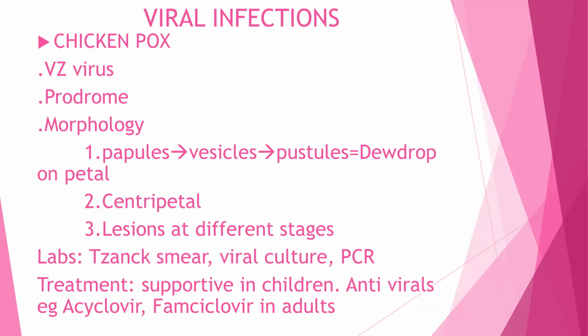The distribution is centripetal and the spread is centrifugal. That is, it starts in the center, usually the abdomen and trunk, and spreads centrifugally to the face and the limbs. Lesions are seen at different stages in the same person because it has multiple crops.